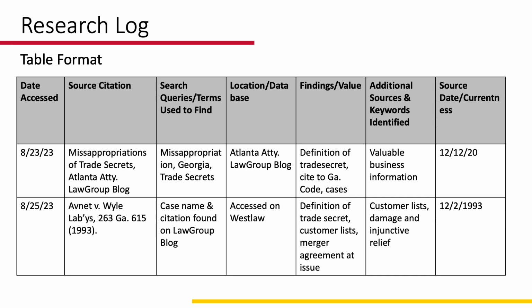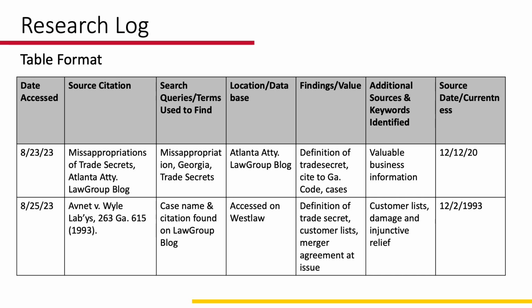It's much quicker. The next column is search queries and terms used to find. So what of those keywords did you use? And how did you find your information? The next column is location and database. So as you'll see, that first source we found through the Atlanta Attorney Law Group blog. The second source was accessed through Westlaw. So if you need to go back to this source, if say you need to go back to Avnet v. Weil on Westlaw, you'll remember you accessed it on Westlaw.